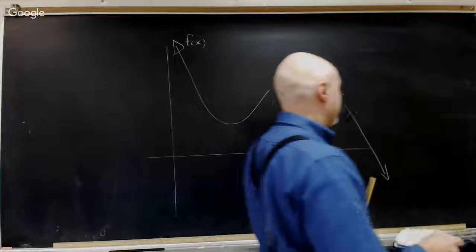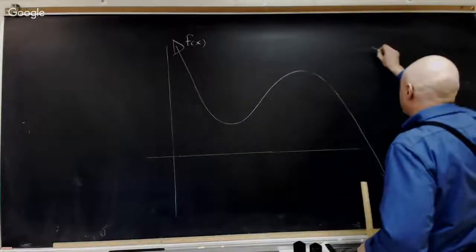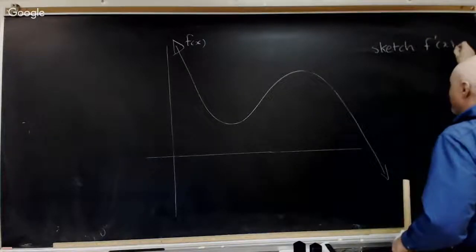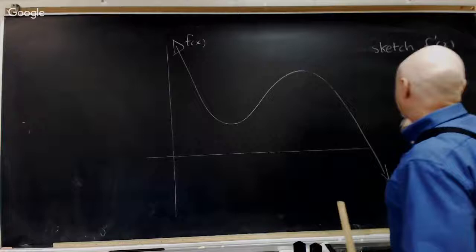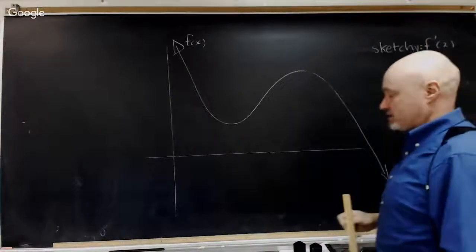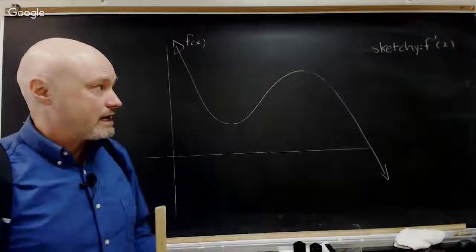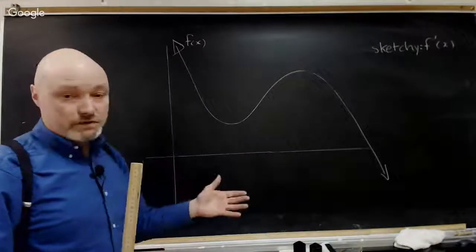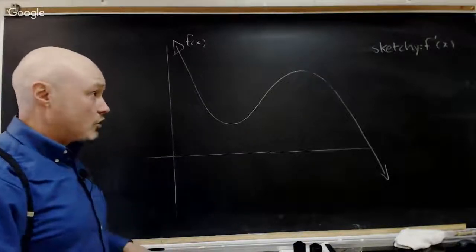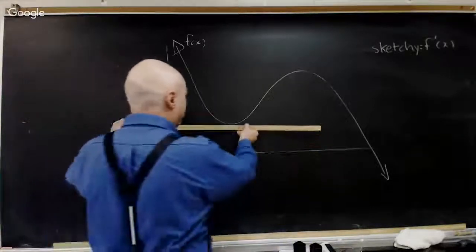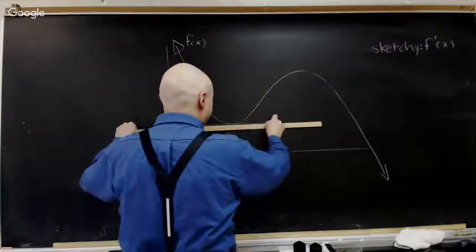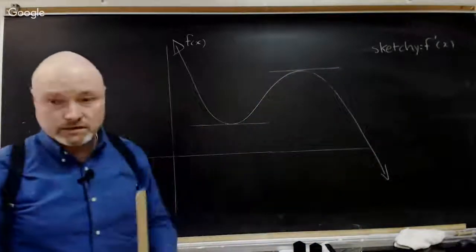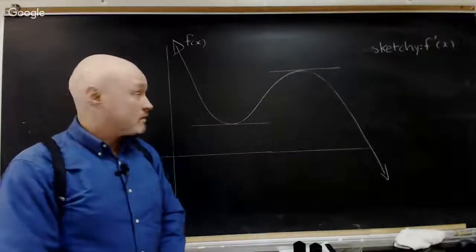And so the first thing we're going to do is sketch f prime of x, or sketch y equals, and I suppose I should say y equals f prime of x. When we sketch f prime of x, basically what we're doing is we're looking at the first derivative, which means we're looking at the values of the slopes. So the first thing I'm going to do is identify these locations that are known as turning points, or local maximums or minimums.